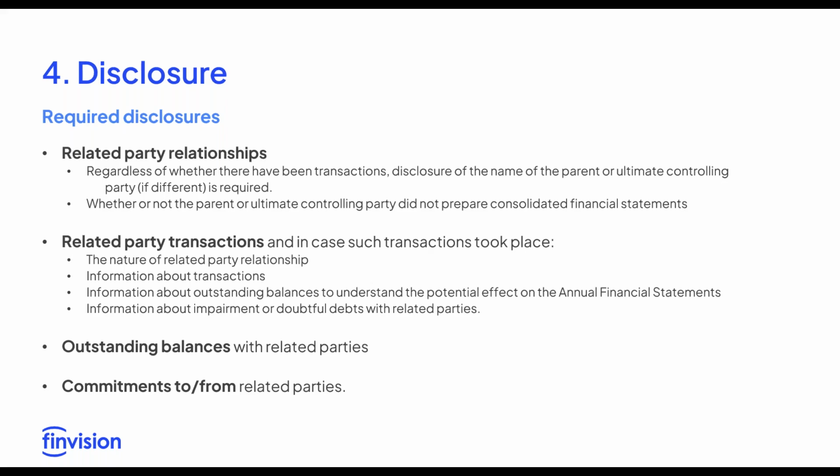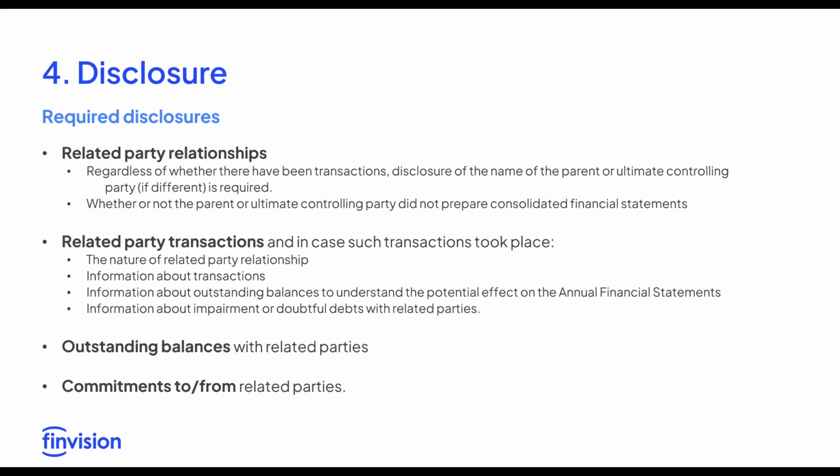And if such transactions took place, you should give more details on that. First of all, there is the nature of the related party relationship, information about those transactions, and also information about any outstanding balance to understand the potential effect on the annual financial statements. And also, lastly, information about impairment or doubtful debts with those related parties.